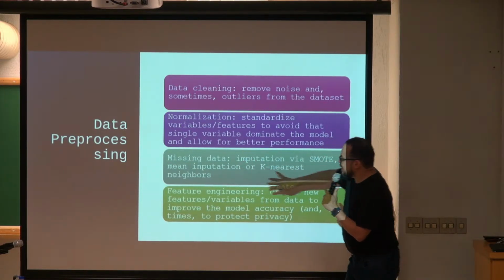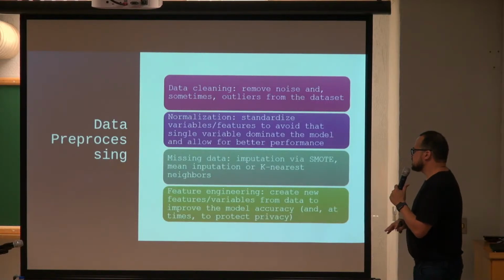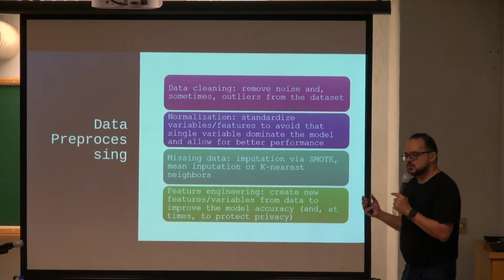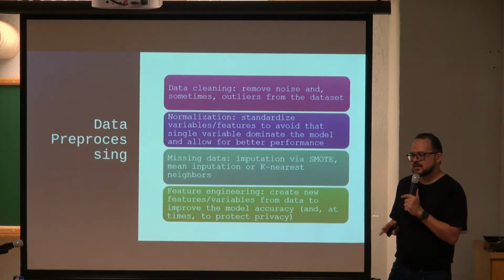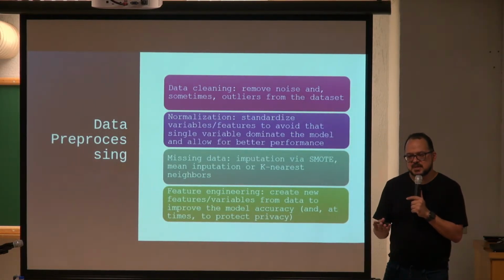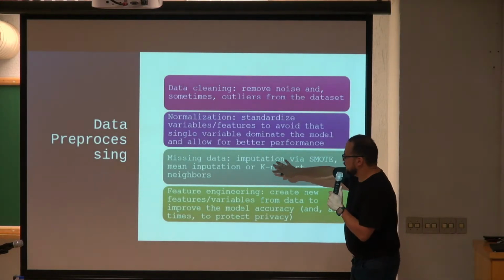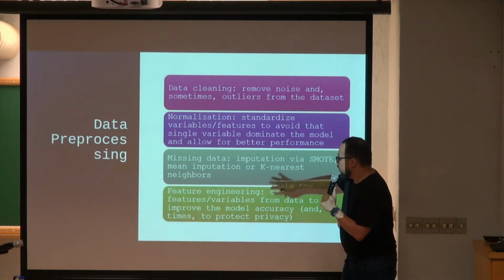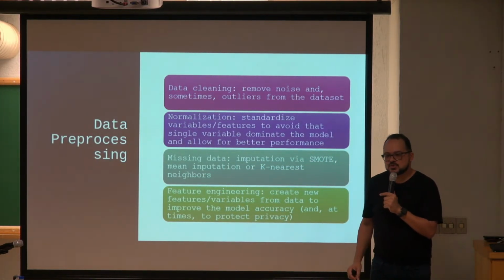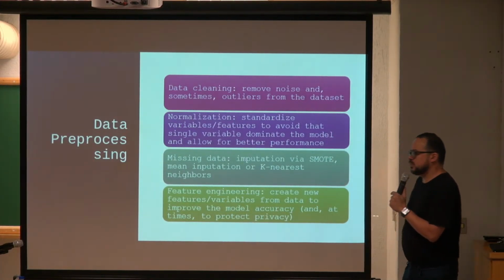The next step is something regarding missing data. We should consider, are we going to do data imputation, or am I going to remove missing data? That's one thing that should be discussed within the group. And if I'm going to impute data, am I going to use SMOTE, mean, or the k nearest neighbors to do imputation? And the last step is something called feature engineering.